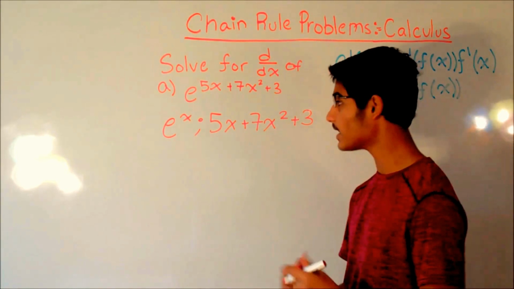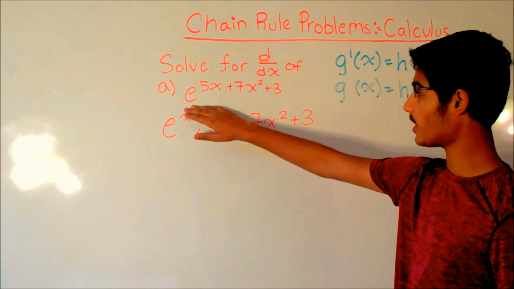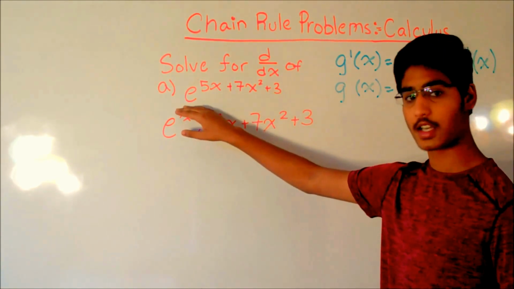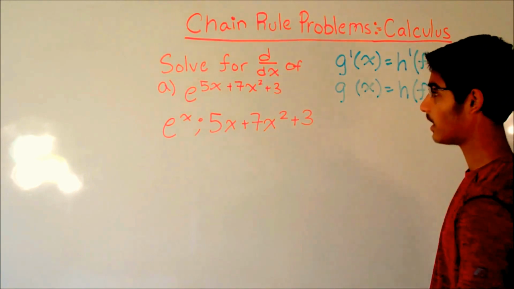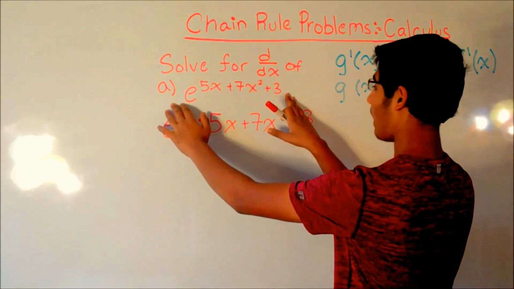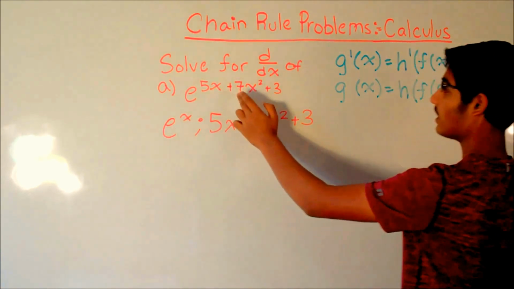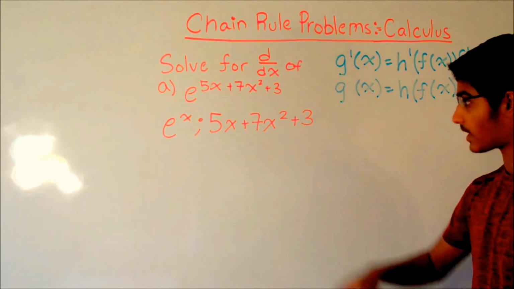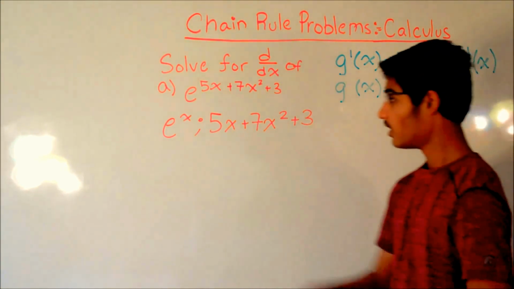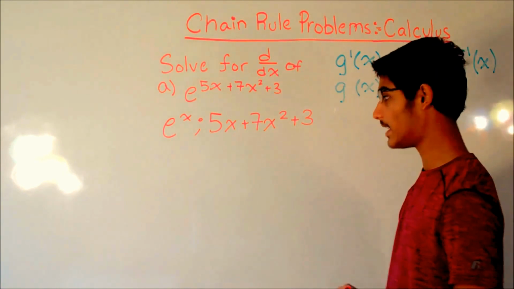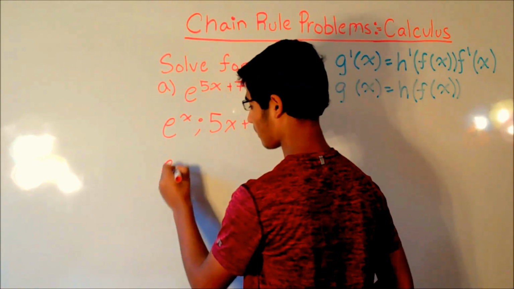One way to remember this is that whichever function comes first is the outer function, and the one that is inside is the inner function. So h of f of x would be e to the 5x plus 7x squared plus 3. Now we have to take the derivative. We know that the outer function is e to the x, and the derivative of e to the x is e to the x.